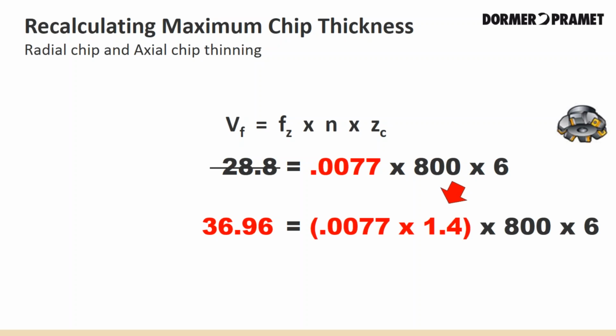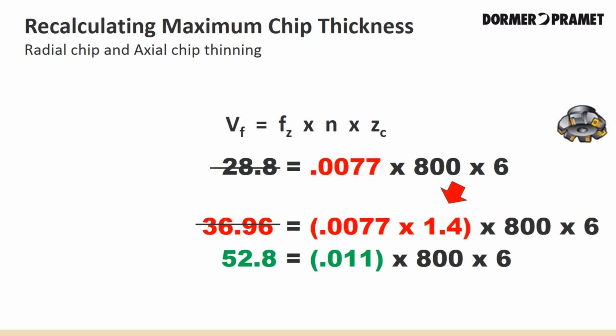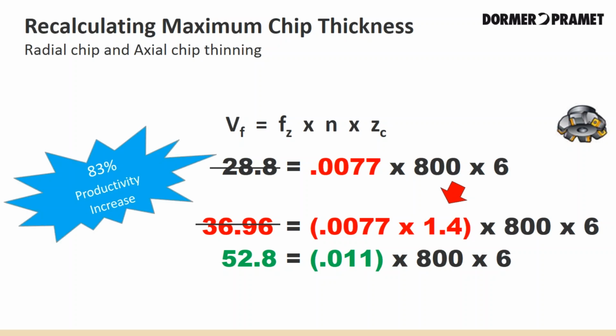which now gives us a 0.011 IPT. Then we finish the formula, multiplied by 800 RPM, then by 6 teeth. And so as you can see, by using the entry angle constants, we are now able to increase the inches per minute up to 52.8 inches per minute. So now you have increased productivity by 83%.